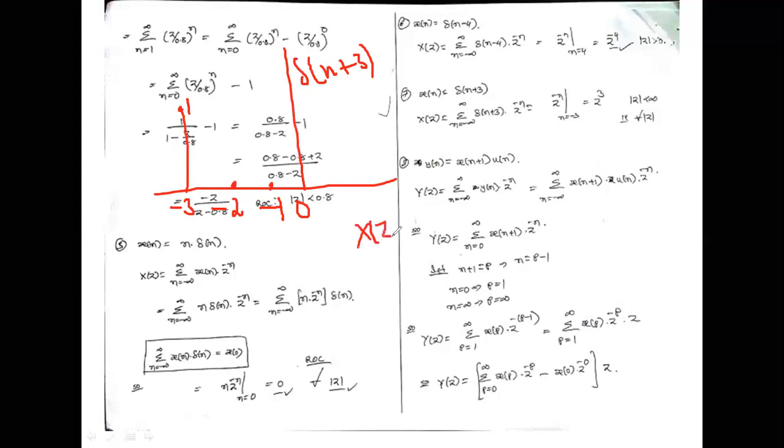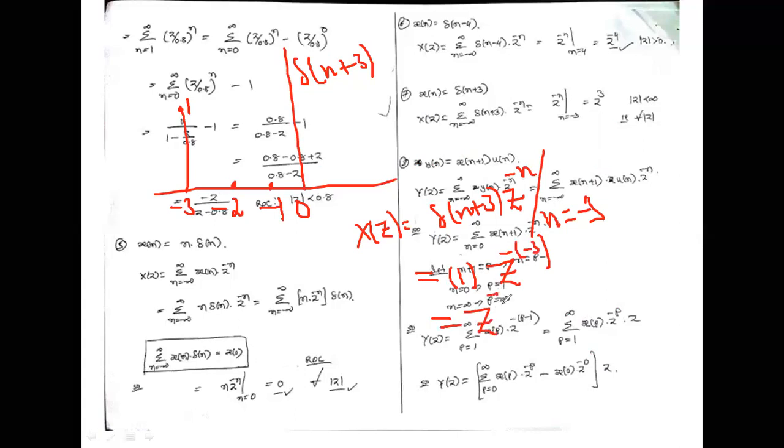Coming to the definition of x of z, delta of n plus 3 times z power minus n at n is equal to minus 3. The value of delta of n plus 3 is 1 at n is equal to minus 3, and z power minus of minus 3 becomes z power 3. So x of z for the advanced function, shifted towards the left side by 3 samples, is z power 3. But what is the ROC?